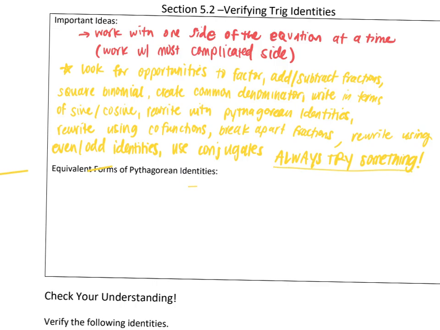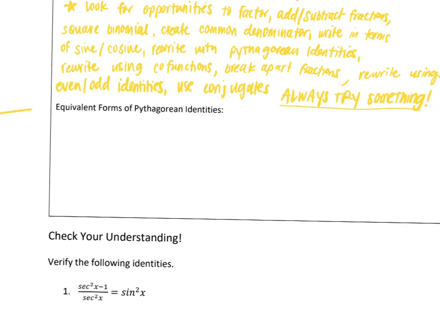Okay, up until this point, we've been keeping track and adding different strategies to use. Going forward, you will have to decide which of these strategies to use. And then we're going to add some equivalent forms of the Pythagorean identities, which we won't use that much in this class. Okay, just to remind ourselves, I'm going to write the original Pythagorean identities out.